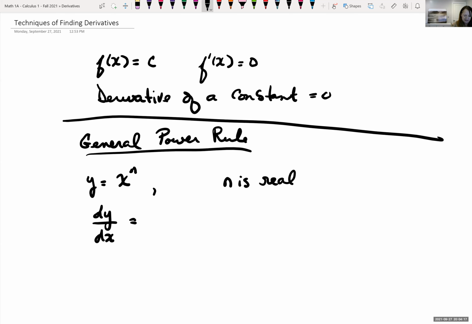Another way to write this, just so we get comfortable with seeing all the different ways to write it, is d dx of the function x to the n. To take the derivative, we bring our exponent down front, n, all times x, and then we subtract 1 from that exponent. So x raised to the n minus 1 power.